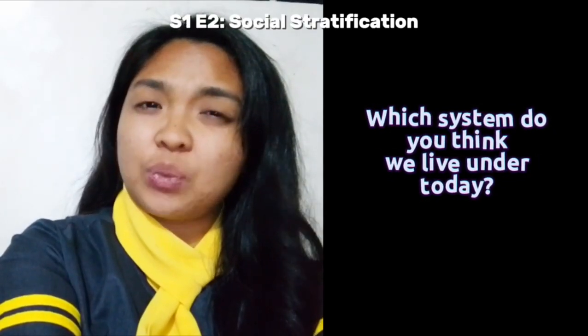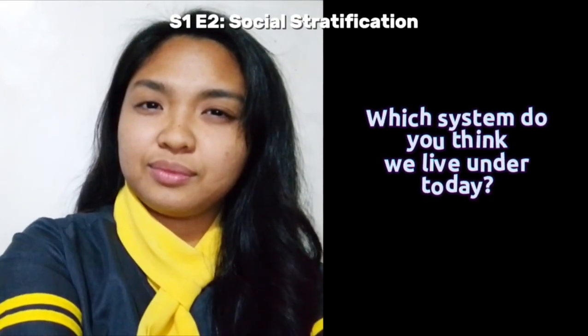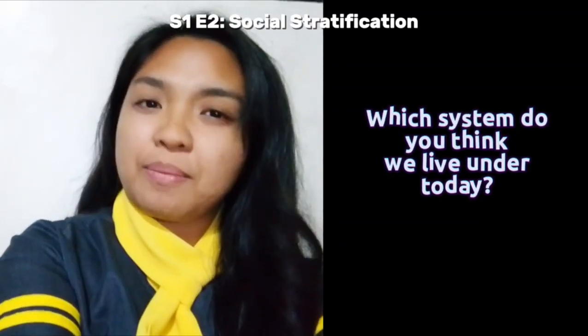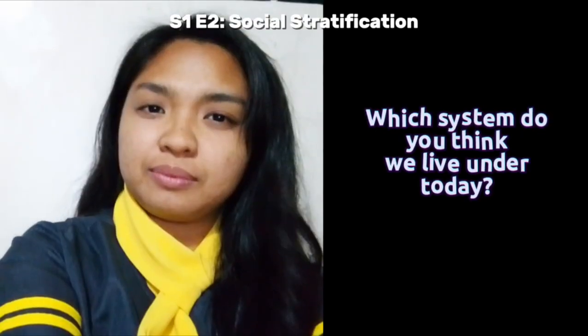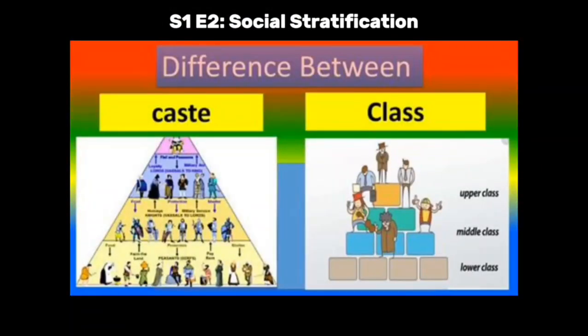Which system do you think we live under today? Yes, it's the class system. But remember, moving up is still very hard for many people. The difference between a caste and class system: a caste system is a rigid social hierarchy where individuals are born into a specific group or caste and remain in that group for their entire lives. This social position is determined at birth and is largely unchangeable, severely limiting social mobility. Caste membership dictates social interaction, occupation, and even marriage partners. The system often involves a belief in ritual purity and pollution, with some castes considered higher and purer than others. Historically, caste systems have led to significant social inequality and discrimination.